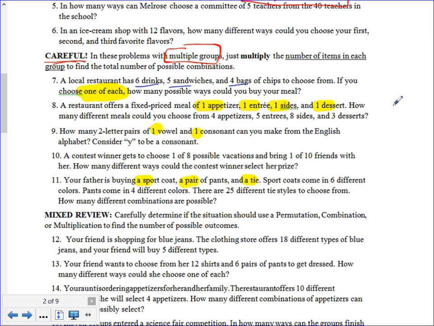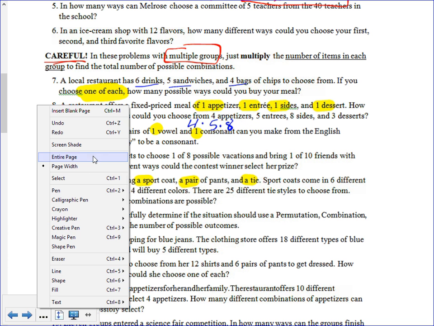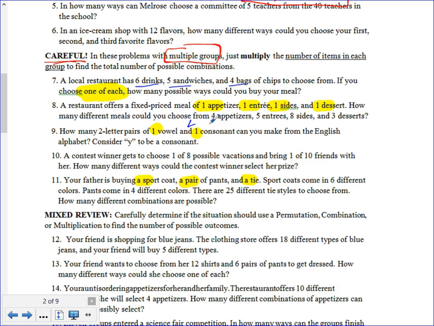Okay, and all you have to do on these, I won't insult your intelligence, I'm almost done with this. 4 times 5 times 8. Sorry, let's go back up to the one we were actually doing. 6 drinks, 5 sandwiches, 4 bags. So 6 times 5 times 4. Don't use your calculator, you can do that in your head. 6 times 5 is 30 times 4. You know what 3 times 4 is.